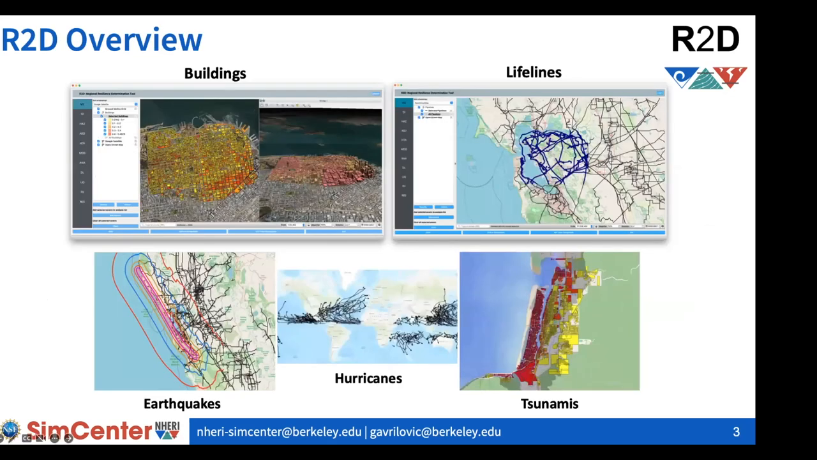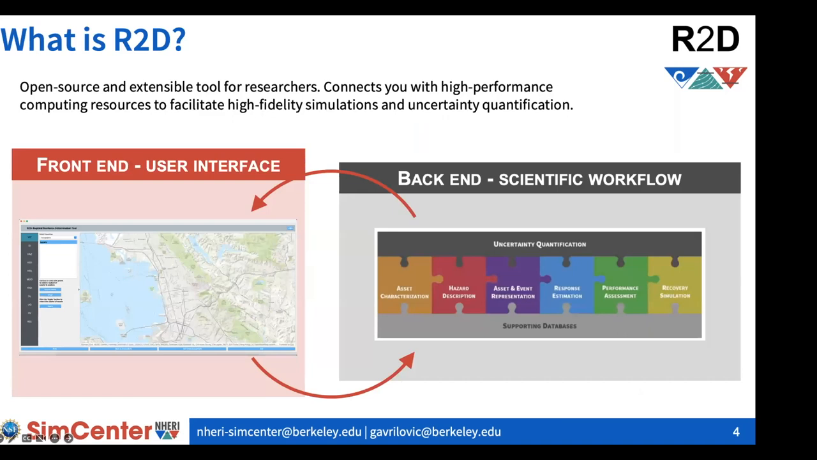So here's a quick overview of R2D to give some background. It's essentially a combined geospatial processing tool for multi-assets, in this case, buildings and lifelines, and I mentioned the natural gas pipelines. We're also doing water pipelines now. And then multi-hazards, so we support earthquakes, hurricanes, and tsunamis. And we are working on bringing in other modules for lifelines as well. So if that's part of your research, it would be great to work with you and bring things in.